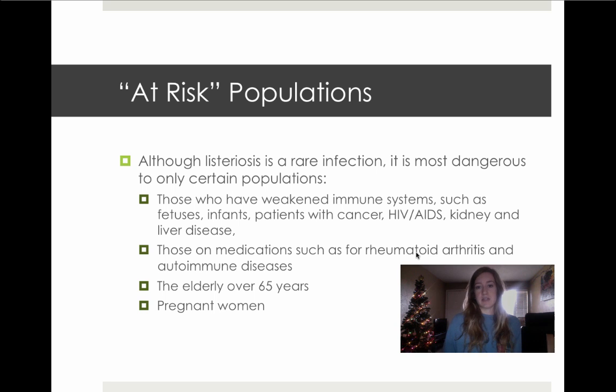So at-risk populations are considered to be those with weakened immune systems, such as fetuses, infants, and patients with cancer, HIV/AIDS, and kidney and liver disease. This isn't all-encompassing, but these are the main groups in which we see this disease manifested. Also, those on medications for rheumatoid arthritis and autoimmune diseases are at risk because those medications are immune suppressing. The elderly over 65 years, same reason. They don't have as much of an immune system. And pregnant women. For pregnant women, the cause is a little bit different, and we'll talk about that a little bit later. But these are the populations who should be avoiding those foods that are commonly contaminated with the bacterium.